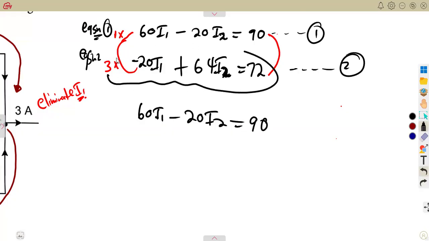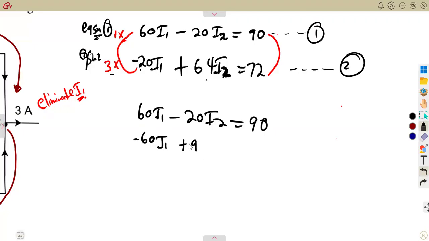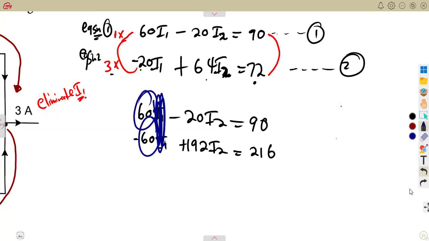3 multiplies everything in the second equation. So 3 times minus 20, that's minus 60 I1. We multiply 3 times 64, which gives us positive 192 I2, which is equal to 3 times 72, which gives us 216. So as we can see, the part of I1 is the same: there's a 60, there's a 60. Even though one is negative and one is positive, all you need is to eliminate that I1.